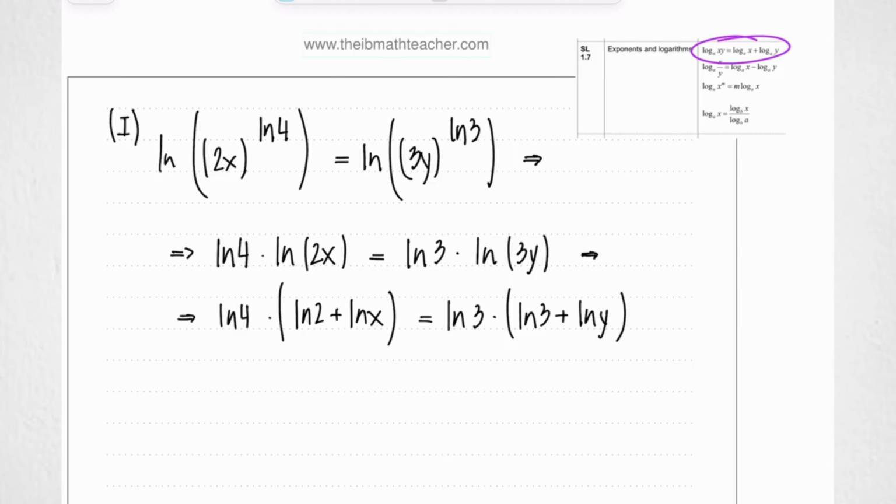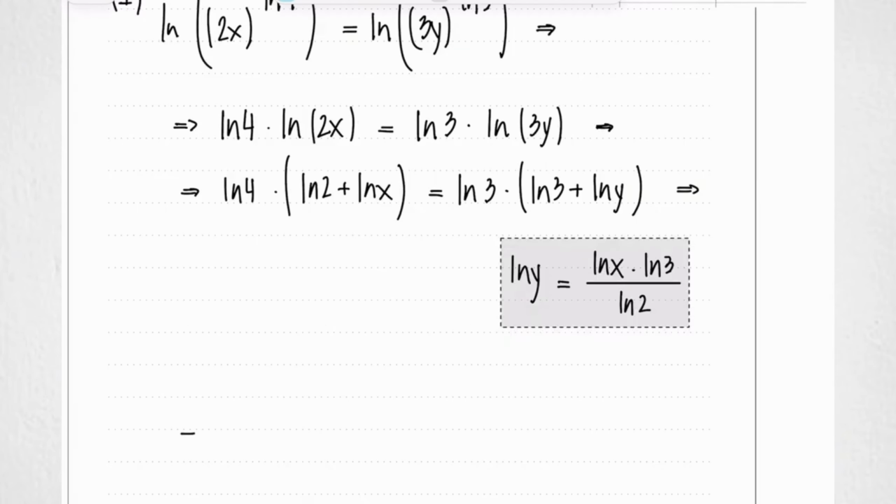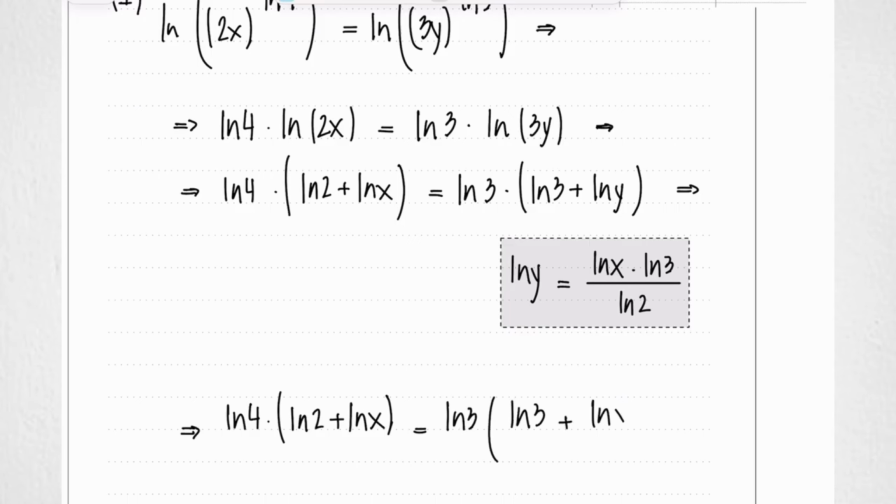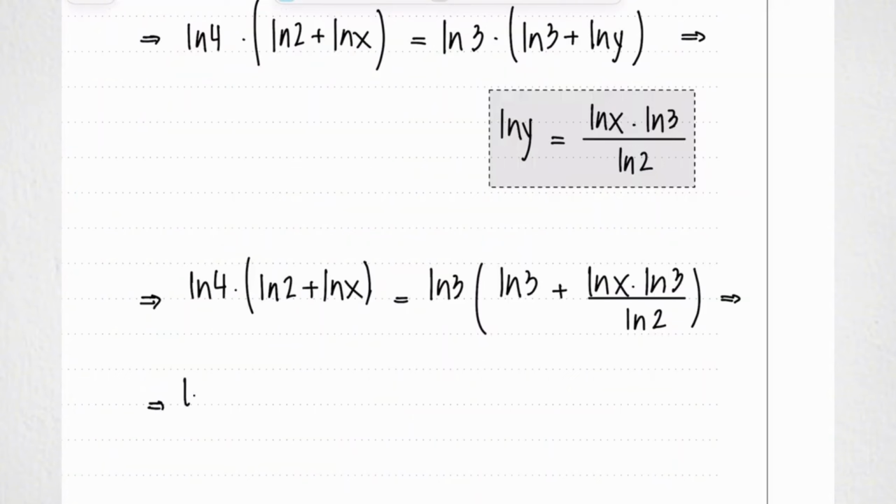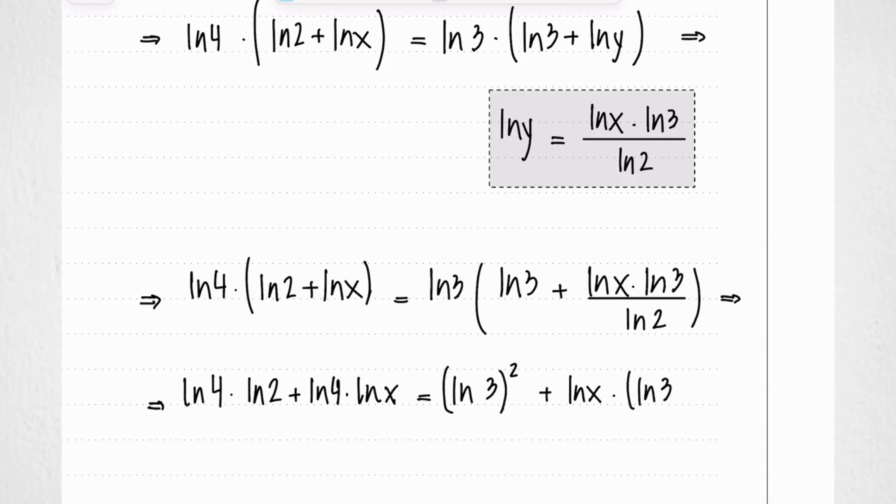Now we know that ln of y can be written like this from the second equation. Therefore, we have our left-hand side equal to ln of 3 times ln of 3 plus ln of x times ln of 3 over ln of 2. Now we're kind of halfway there, so let's continue foiling. Ln of 4 times ln of 2 plus ln of 4 times ln of x equal to ln of 3 squared plus ln of x times ln of 3 squared, all of that over ln of 2.